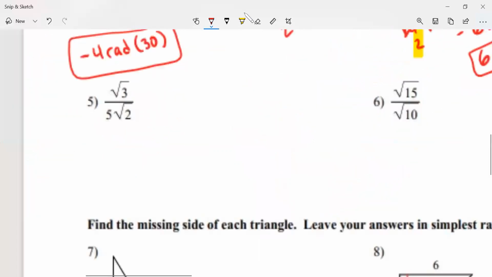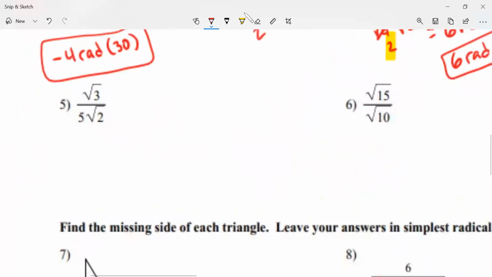So let's take a look at number 5. How we're going to simplify radicals. Now, when we have a fraction, it is okay to have a radical on the top, but it is not okay to have a radical at the bottom. So again, it's fine to have a radical on top of the fraction, but not at the bottom.